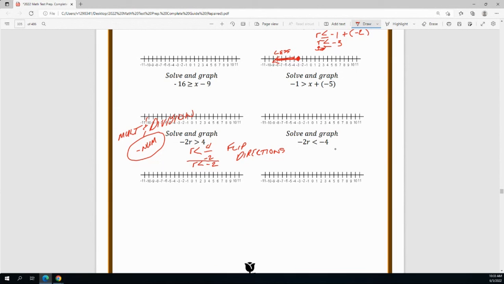Let's go ahead and graph this so we can finish it up. We go to -2, and what do we put? An open circle at -2. And are the answers to the left, less than, or the answers to the right, greater than? The answers are to the left, less than. Okay, so don't forget that rule. Flip directions when you're multiplying or dividing with a negative number.